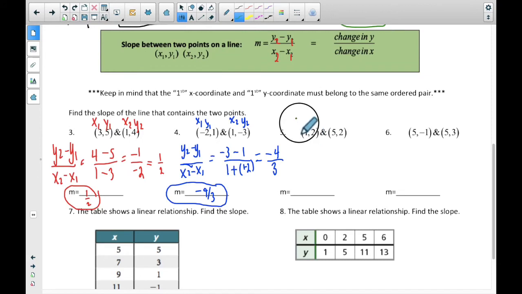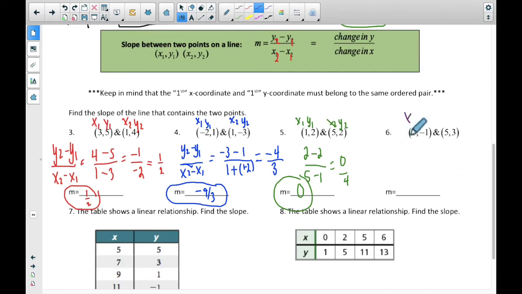Let's look at this one. X sub 1, y sub 1, x sub 2, y sub 2. So we take y sub 2 minus y sub 1, that's 2 minus 2, over x sub 2 minus x sub 1, that's 5 minus 1. That's 0 over 4. 0 over 4 reduces down to 0. So the answer on this one is 0.